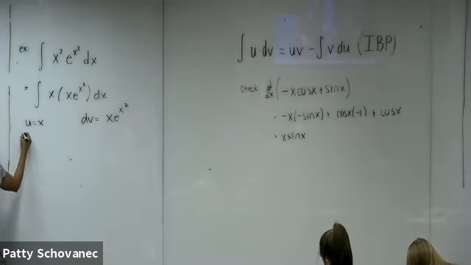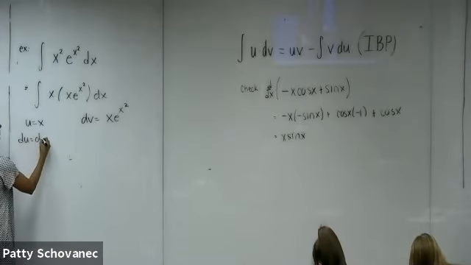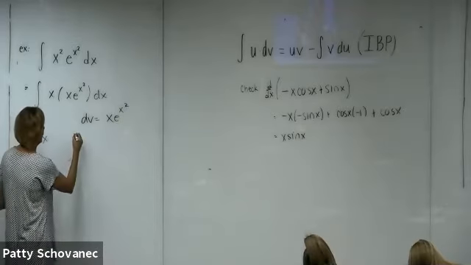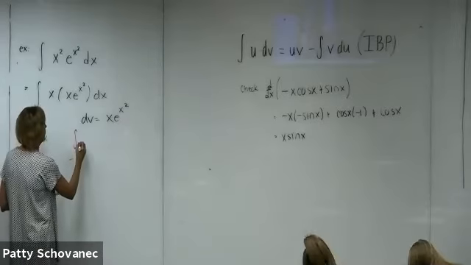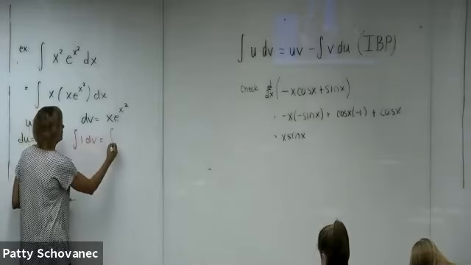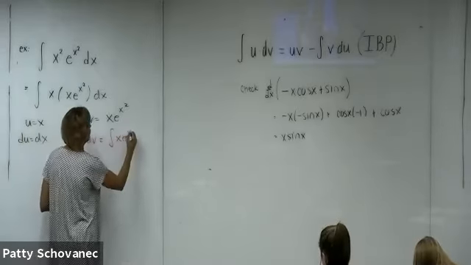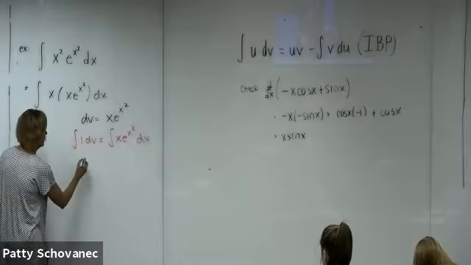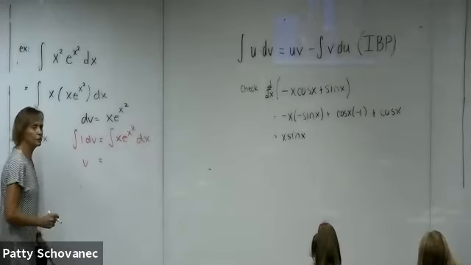So this part's quick. Du here is dx. This part here I need to integrate. So I'm going to put this in red again. I'm going to integrate 1 times dv. And I'm going to integrate x e to the x squared dx. This is where I get the v. This is where I need to do a few steps.